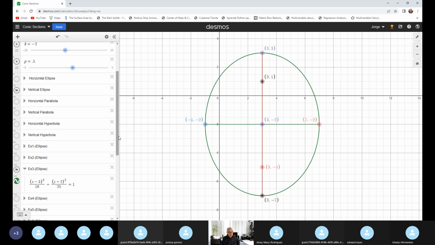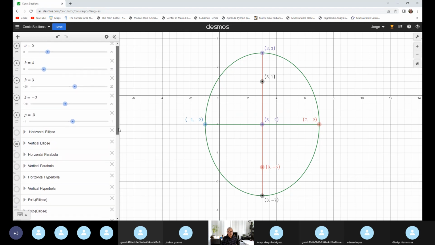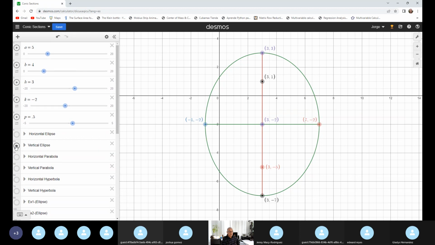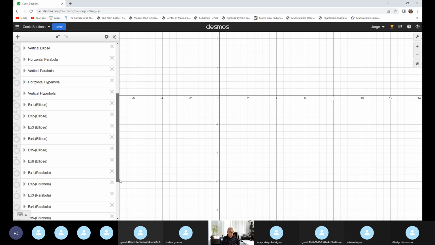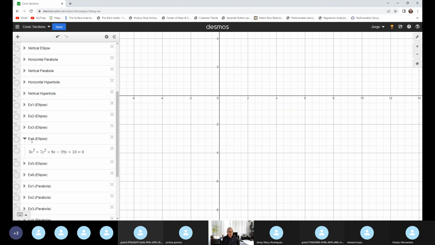Example 4 is a little bit more complicated. Let me explain why. Why? Because example 4... Look, what is that? 3x squared plus 7y squared plus 6x minus 28 plus 10 equal to 0. It's not expressed definitely in standard form, but you need to apply some algebra first.